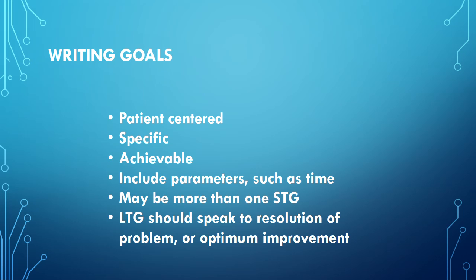An acronym that's sometimes used with regard to goals is the acronym SMART. S being specific, M being measurable, A being attainable or achievable, R being realistic, and T being timing. So the parameter of timing should be included. So that's just an acronym that can be helpful as you write your goals.